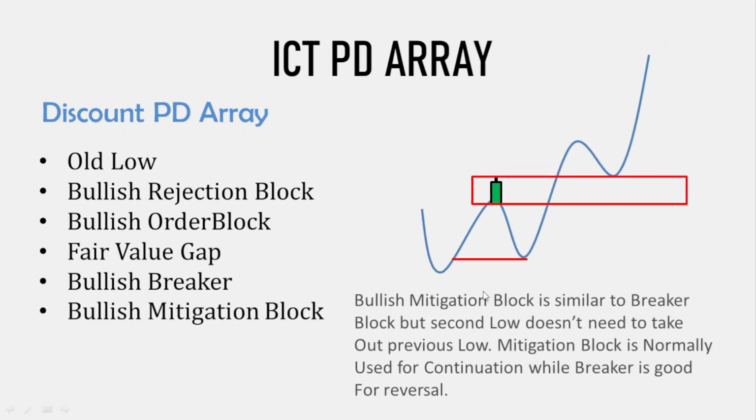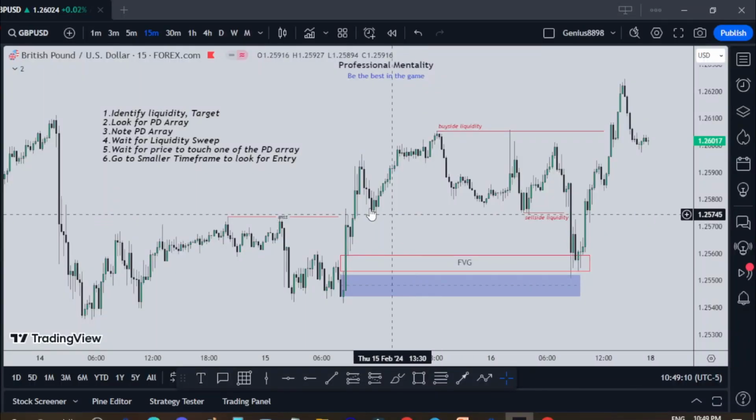For a bullish mitigation block, it's similar, but the second low right here doesn't need to take out the first low, right? It could be higher because this is a mitigation block. The same thing, we wait for price to go to the upside, take out this high, and come back to it. When it comes back to that bullish mitigation block, you can look for that long entry to the upside. This low doesn't need to take it out. Again, a mitigation block is normally used for continuation, while a breaker is used for reversal. So now we are in the chart looking for an entry using PD array as our guide.